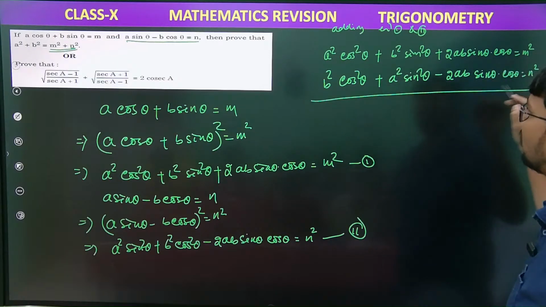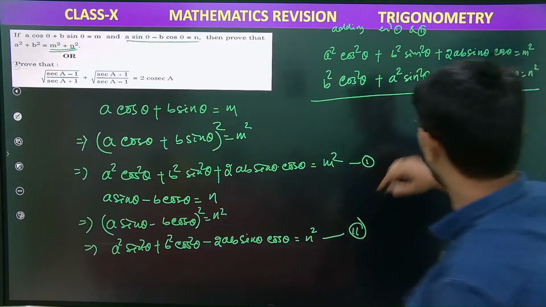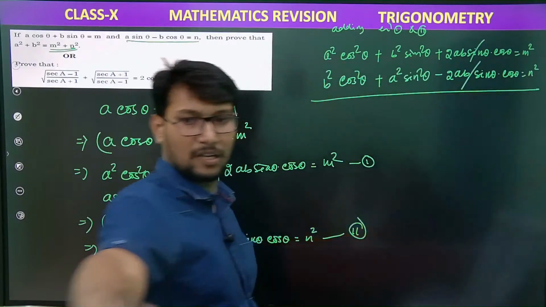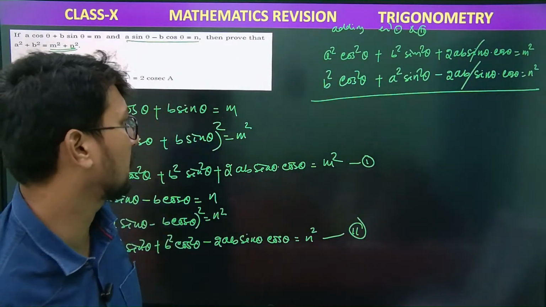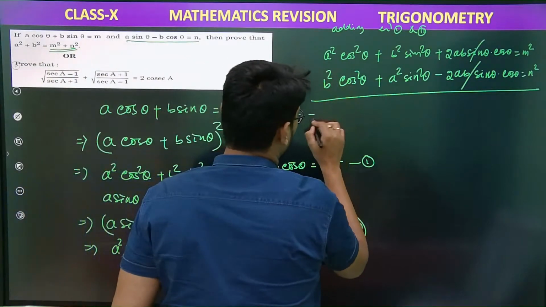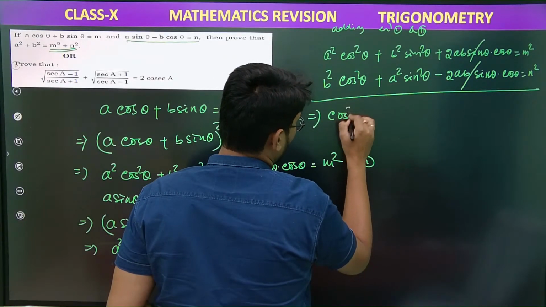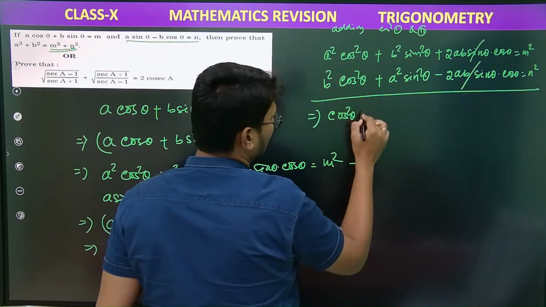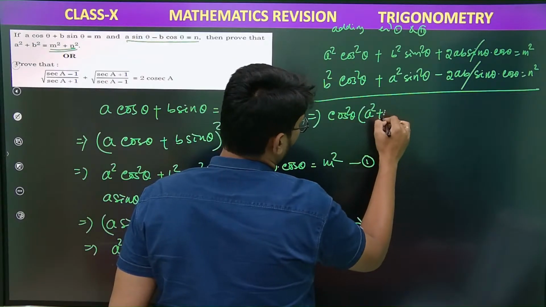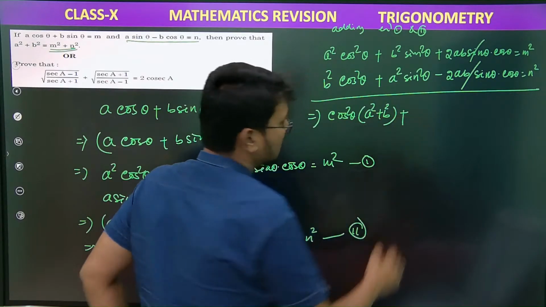Let's add these two, okay? So while adding, this will be cancelled or not? So while adding this, what we will get? Cos square is common. Check, cos square theta is common. Left a square plus b square.